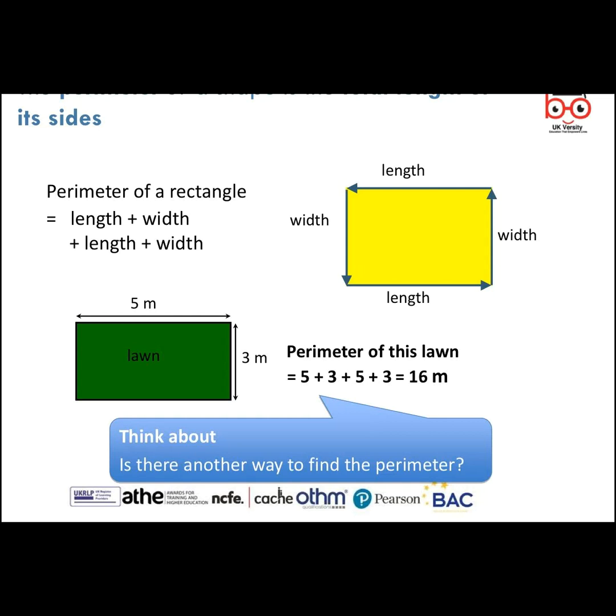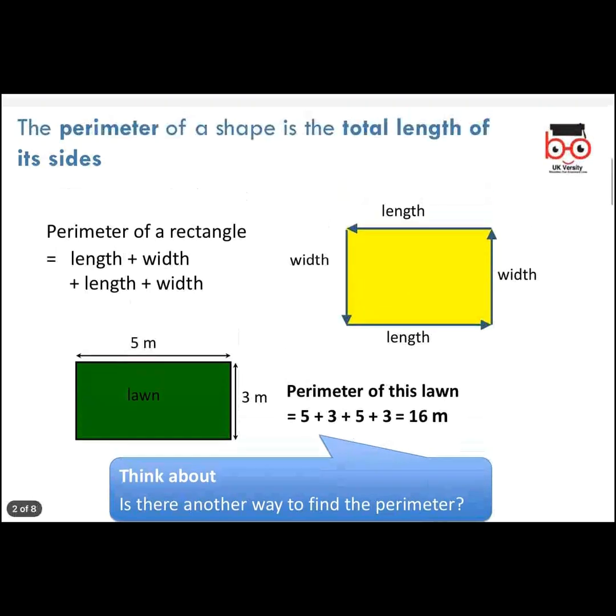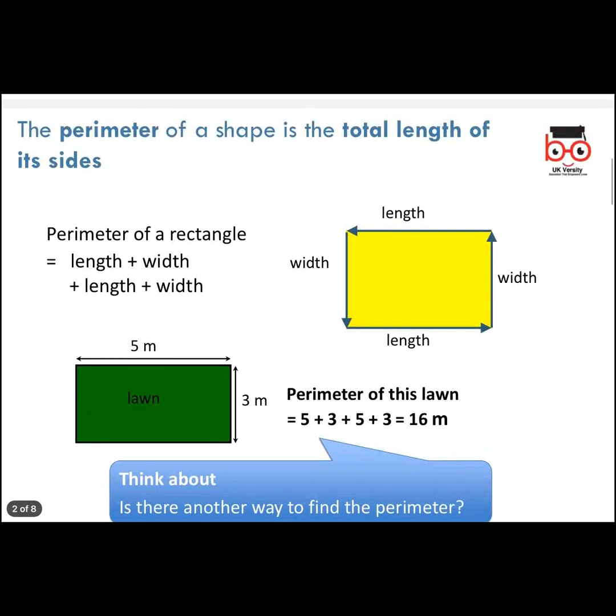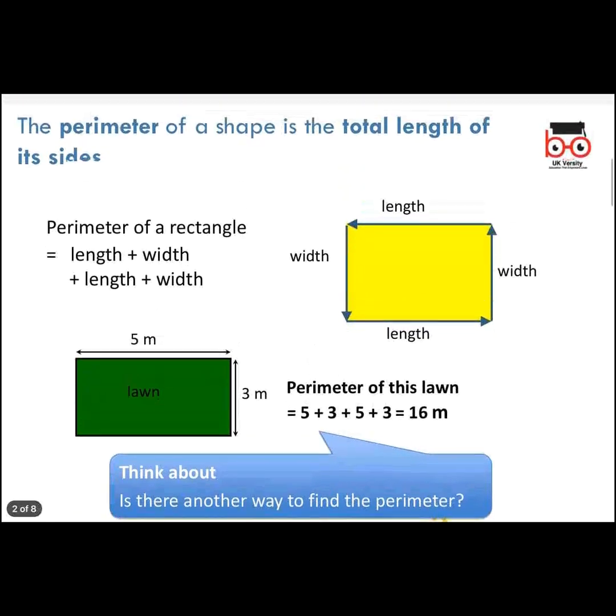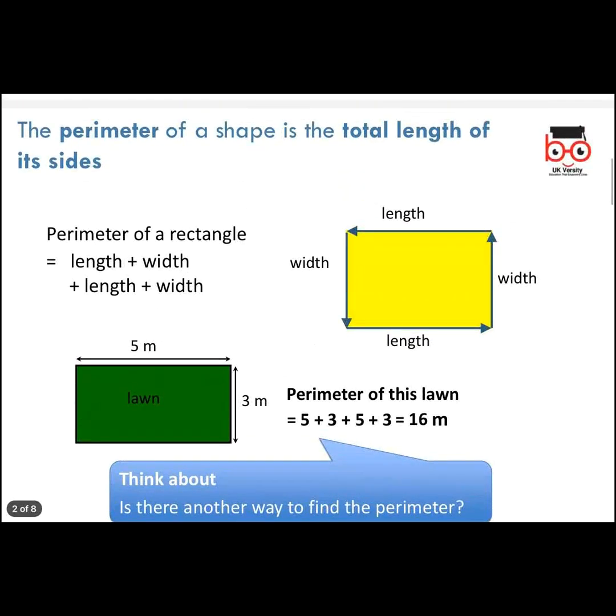You just need to add 5, because you have 2 lengths there. You add 5 plus 5, then 3 plus 3. So the sum is going to be 16. So the sum of all the lengths is what? That's the perimeter. So is it clear? Yes. Okay, good.